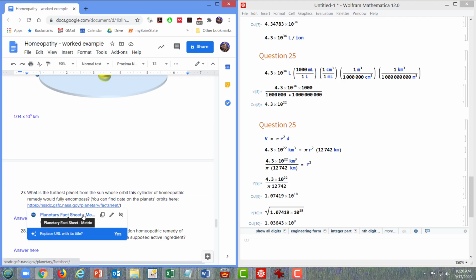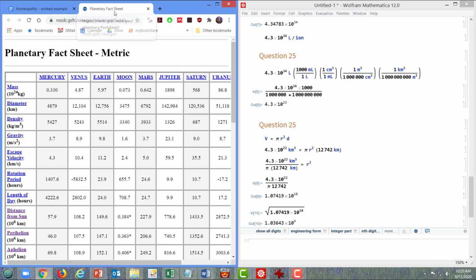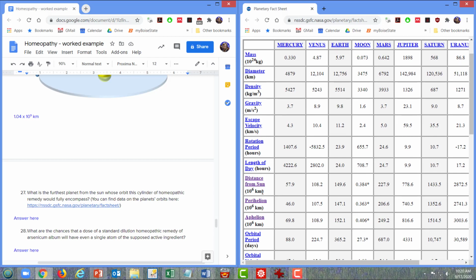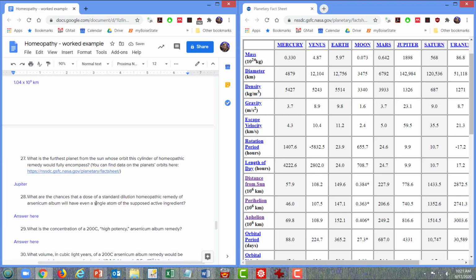We now have this that we can go to. I'm going to put it on this side. And we are looking for something that's 1.04 times 10 to the 9th, 1.04 billion kilometers. So that's going to, these distances from the sun are in 10 to the 6th. So we're looking for 1,000 times 10 to the 6th kilometers. So it encompasses Jupiter. It does not encompass Saturn. So the answer here is Jupiter, for this planet from the sun that encompasses it.